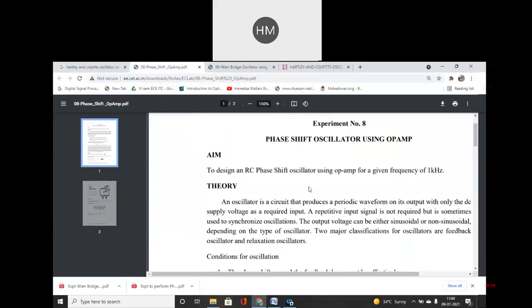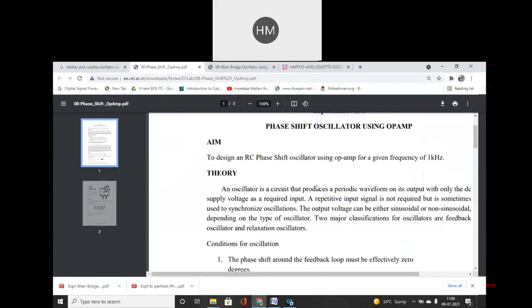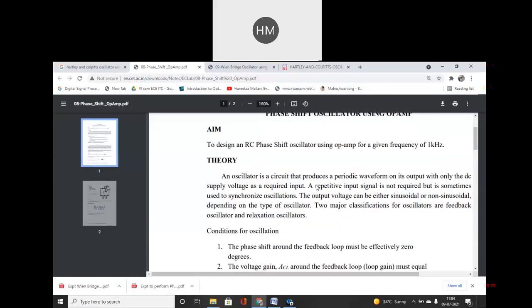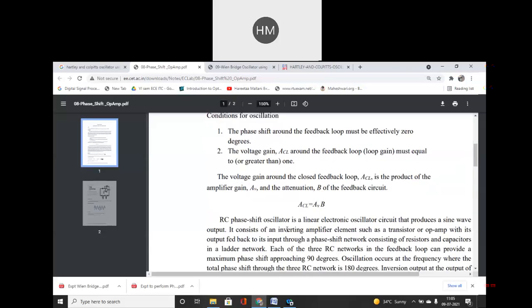Here we are designing an RC phase shift oscillator using an operational amplifier for a given frequency of 1 kilohertz. The condition for oscillation is that the phase shift around the feedback loop must be 0 and the voltage gain around the feedback loop must be equal to 1. This we have discussed. This is known as the Barkhausen criteria of oscillation.